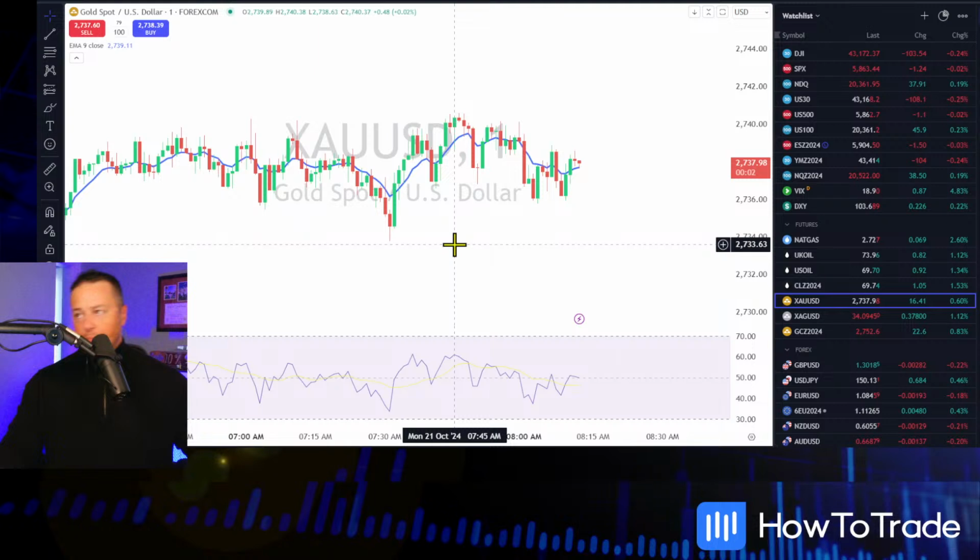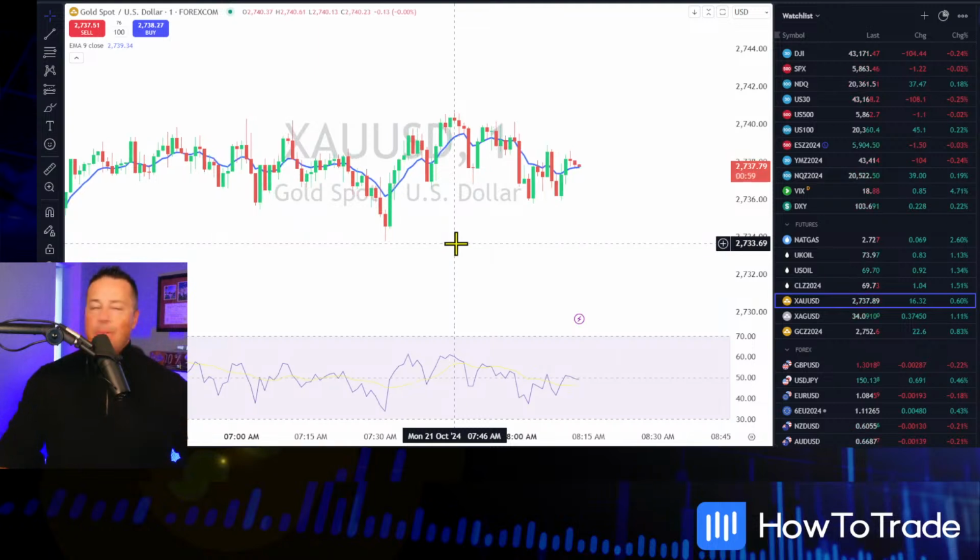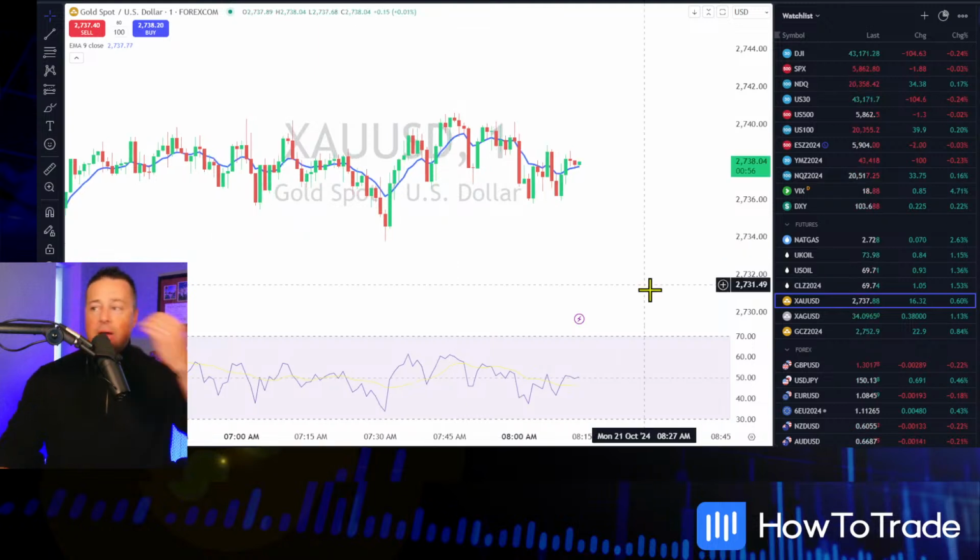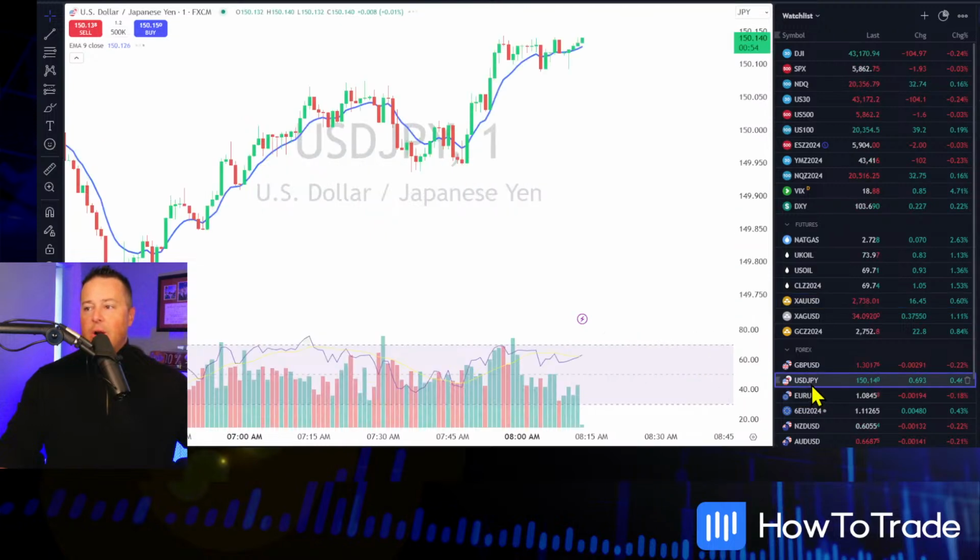All right, let's try to find something we can do here. We've got the dollar yen setting up. I think we're going to get a trade there. We're darn near overbought territory.